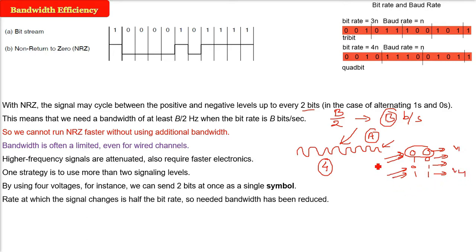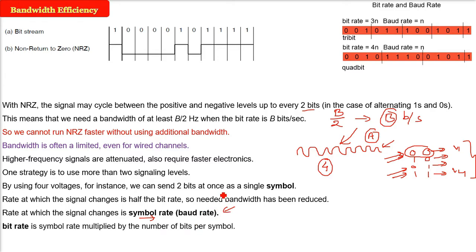So the rate at which the signal changes is half the bit rate. Okay? Because we are using 2 bits per symbol now. So the needed bandwidth has been reduced. The rate at which the signal changes is called the symbol rate, and that is called the baud rate. Baud rate. So the signal changing rate is the baud rate.